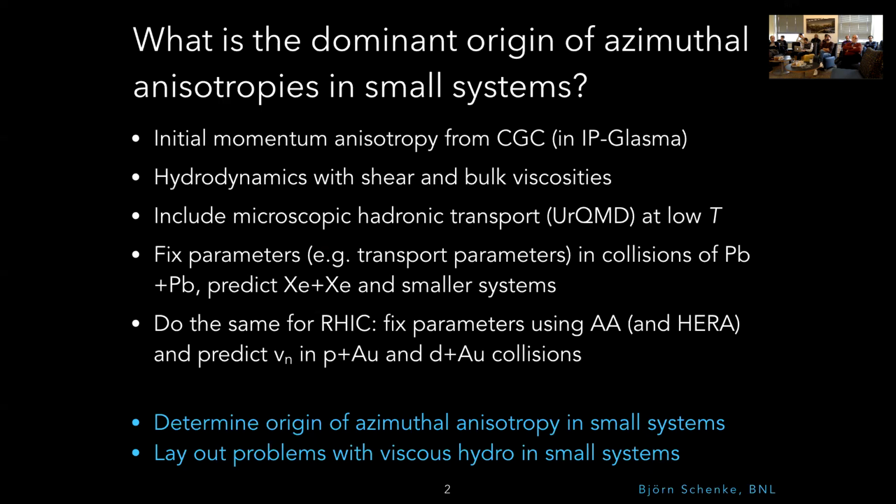Because the smaller systems really, I'm going to show, are so sensitive to all these things that it will be very hard. And basically this talk is also going to be about what are the problems with hydrodynamics in the small systems. Because we've seen many calculations where the data is reproduced fairly well at both RHIC and LHC, but I think a lot of the intricacies of applying hydro to these small systems are usually swept under the rug. So I'm trying to show you that there are issues. Yeah, and then I'm going to do the same thing for RHIC and fix the parameters in gold-gold or uranium collisions, and then use that to predict what we would get in proton-gold, deuteron-gold collisions.